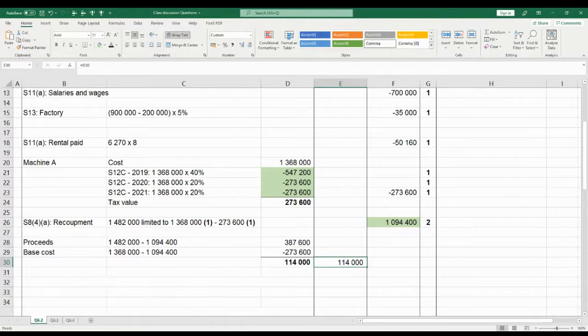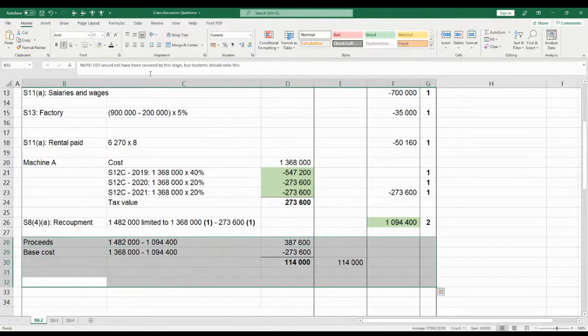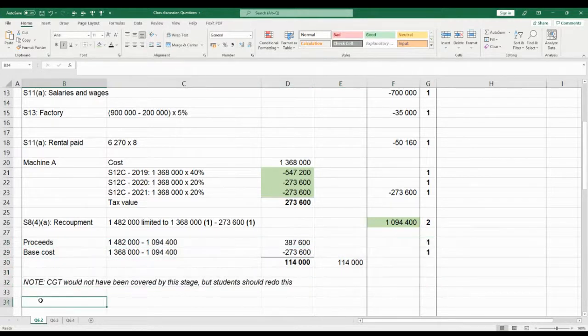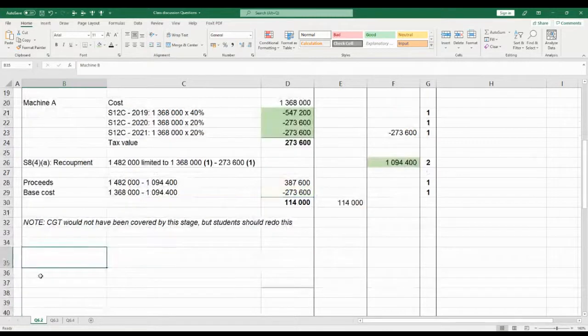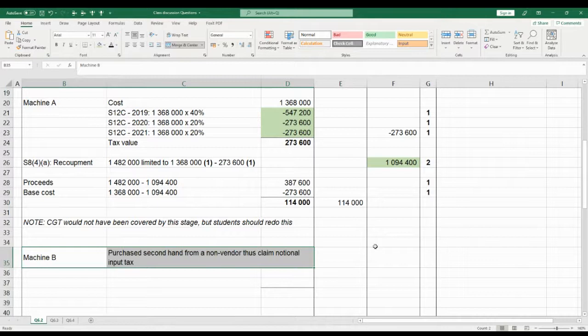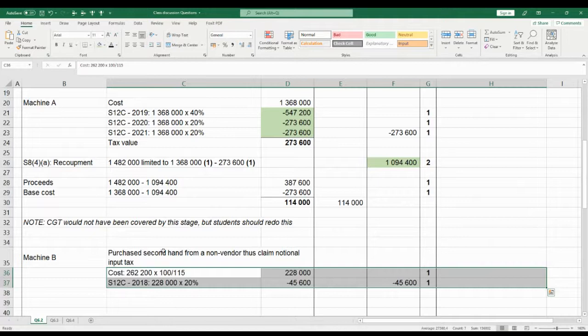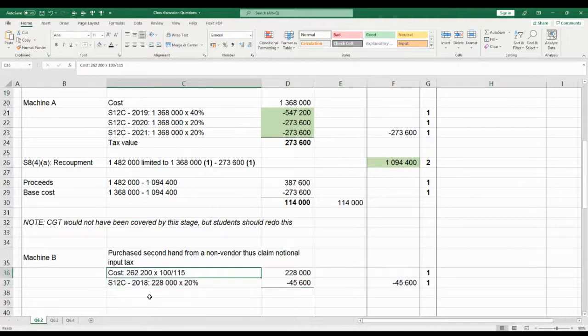So we said machine B was a second-hand item that was 262,200, which we purchased from a non-vendor. Now for that one, we've got notional input VAT, which we need to account for. Okay, so the first thing is we take out the input VAT for that machine to work out our cash price. So we take the 266,200, we multiply with 100 over 115 to give us a value of 228,000.